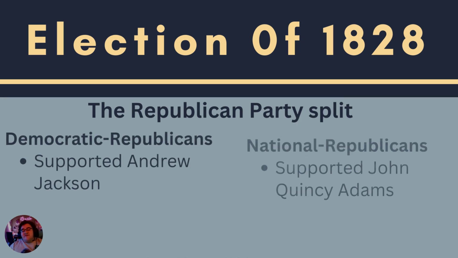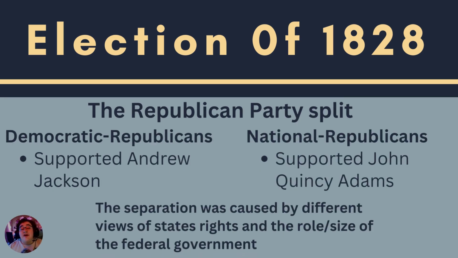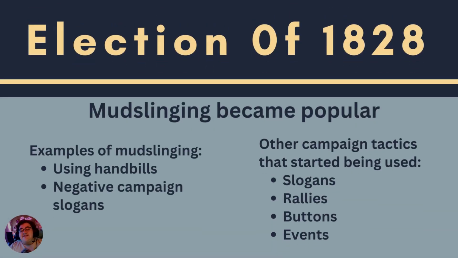Four years later, the election of 1828 rolls around, and this is where the Republican Party splits. So this is where we see the creation of the two-party system that we see today. The new party, which was the Democratic Republicans, supported Andrew Jackson, and the old party, which was the National Republicans, supported John Quincy Adams. The separation was caused because of a different view of states' rights and a difference in what people had in mind for how they wanted their government to run. This was also influenced by the size of the government per state and how people wanted the federal government to influence their daily lives. This election also saw that mudslinging became super popular.